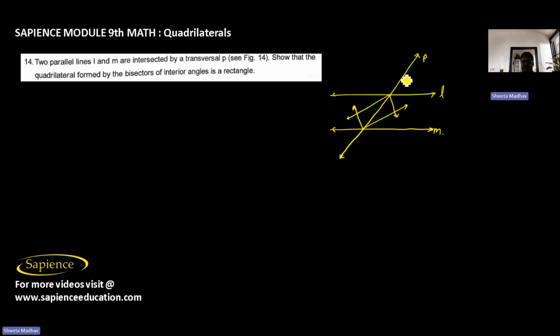So let's call these A, B, this C, D, this E, F, and this P, Q, R, S.